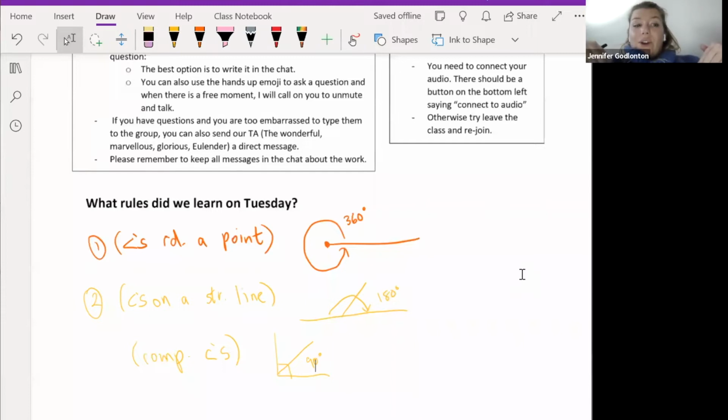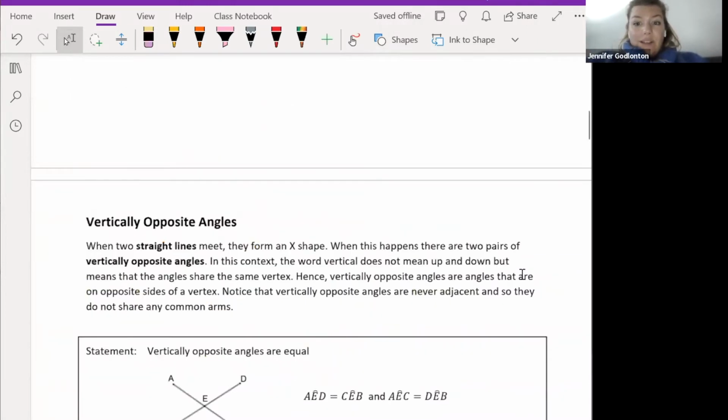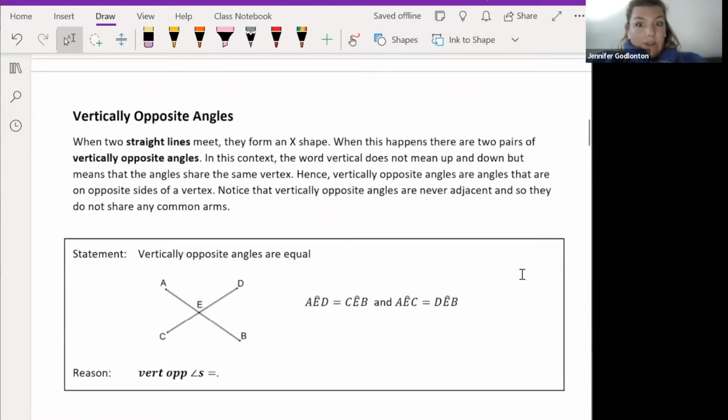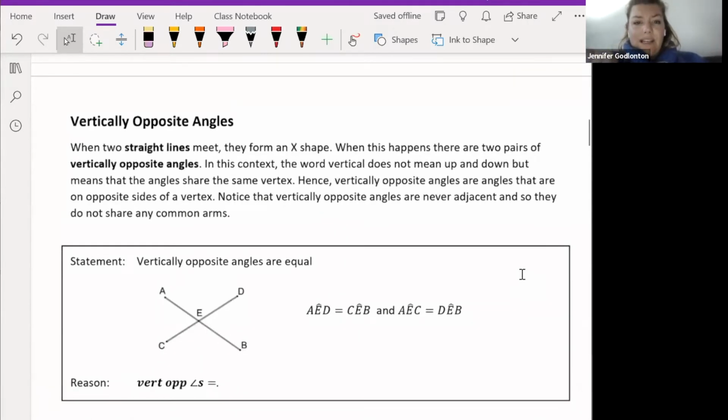Okay, so we've got our different rules that we have gone through. Today, we are going to learn a new rule, and our new rule today is called vertically opposite angles. I also like to think of it as the bow tie rule. So if you can draw a bow tie, then they are vertically opposite. Now, we only know that things are vertically opposite if we have 2 straight lines. So like here's a straight line, here's a straight line, and it makes us a little bow tie.